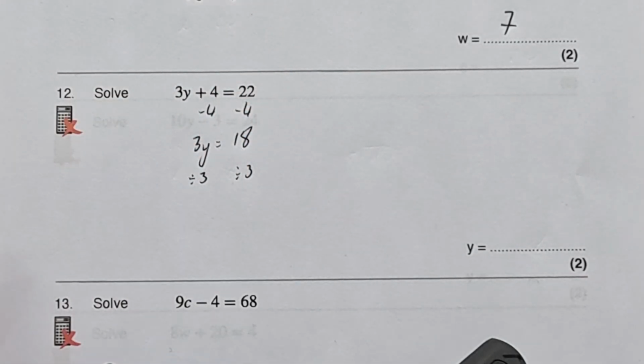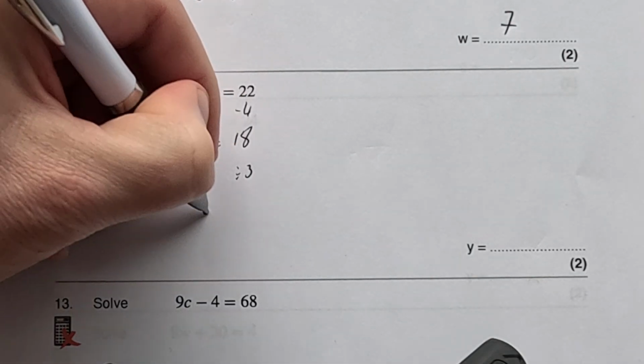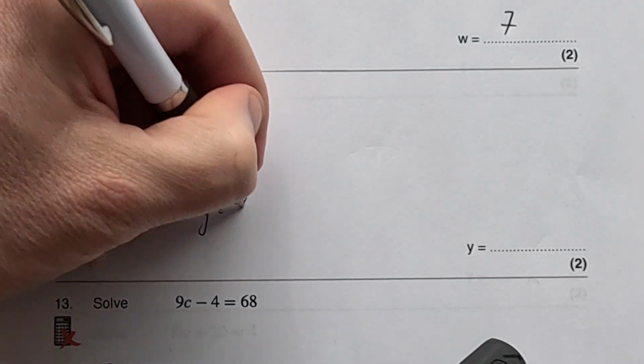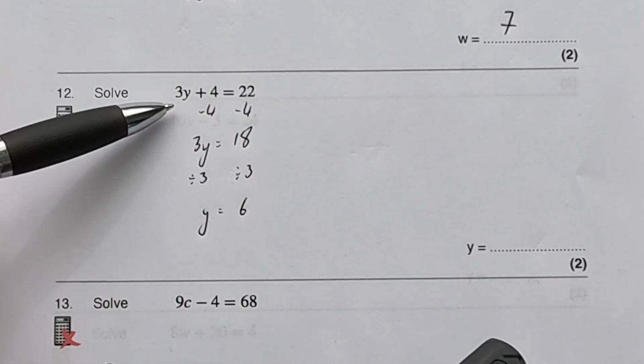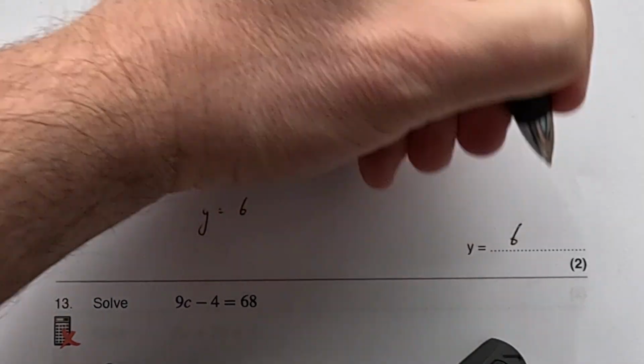On the left hand side of the equation, we have 3y. We're dividing by 3 to get rid of the times by 3, so we'd just be left with y. And on the right hand side of the equation, we had 18 divided by 3, that's equal to 6. So that means that y equals 6. And actually, we can check our answer. 3 times 6 is 18, plus 4 is equal to 22. And that's it, so y equals 6.